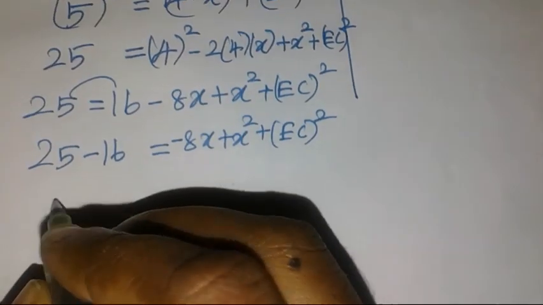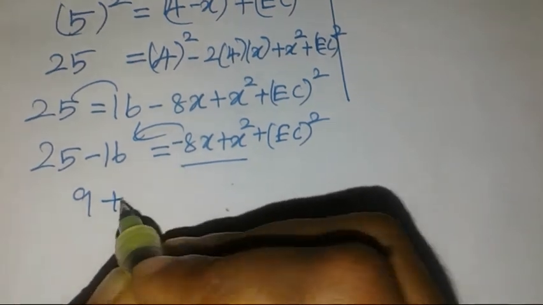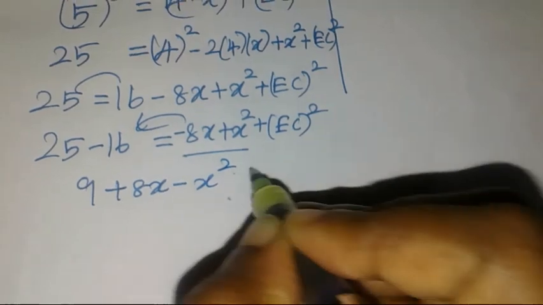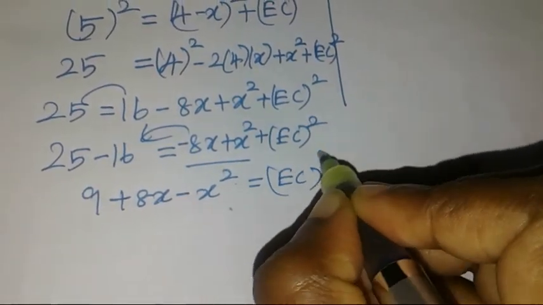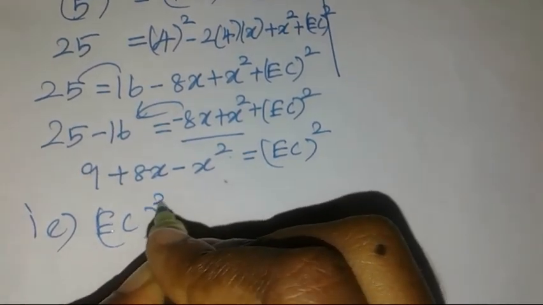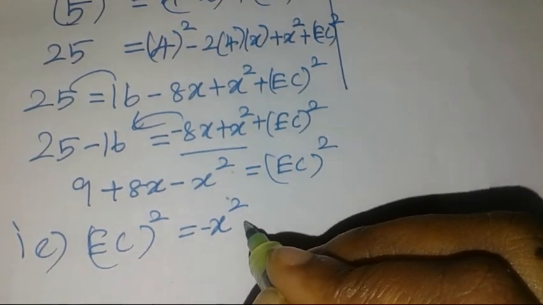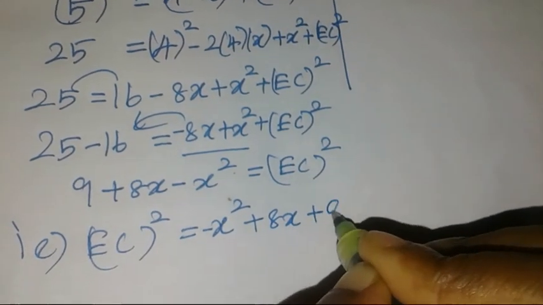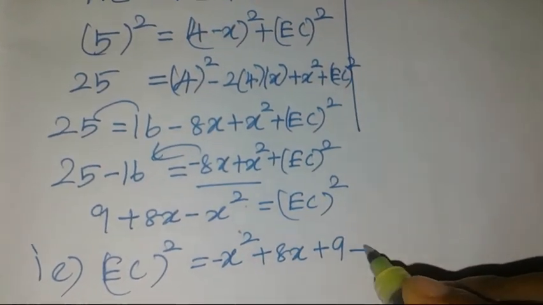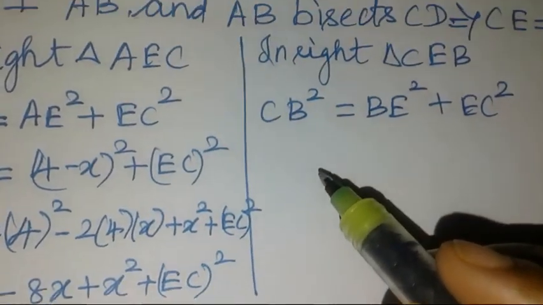Here the difference is 9. Now shifting these terms to the other side, minus 8x becomes plus 8x, and plus x square becomes minus x square, which is equal to EC square. That is, EC square is equal to minus x square plus 8x plus 9. Let this be the first equation.